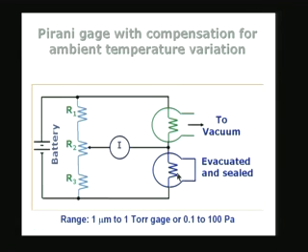It is going to respond to change in the ambient temperature. So if the ambient temperature changes, it is going to change the resistance of this element as well. Therefore, that is going to compensate. So when we say Pirani gauge with compensation for ambient temperature variation, what I mean is that I am going to use this evacuated and sealed gauge as a compensating element, whose change in resistance because of the ambient temperature is going to compensate for the change in resistance of the gauge here.